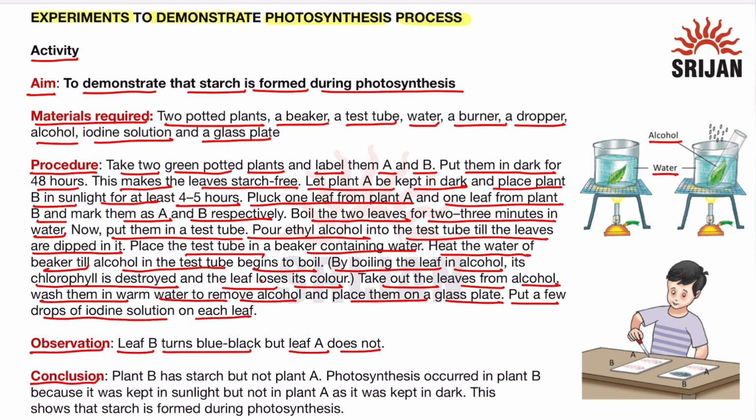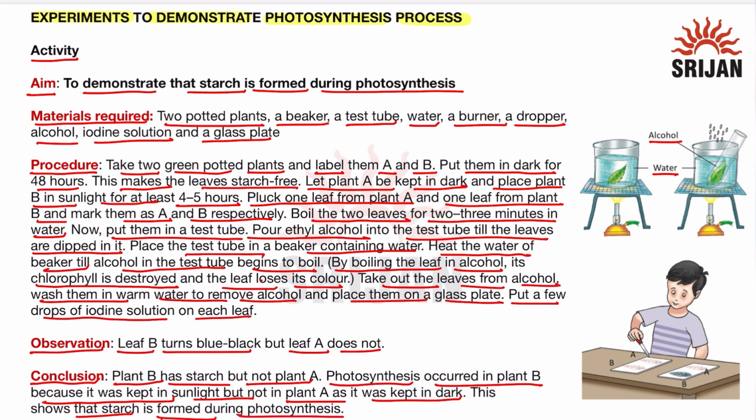So the conclusion of this experiment is that plant B has starch and that is why it has turned blue black, because in presence of iodine when it reacts with starch it turns blue black, but not in plant A. So plant A will not show blue black color on putting iodine. This is because photosynthesis occurred in plant B because it was kept in sunlight, but not in plant A as it was kept in dark. So this shows that starch is formed during photosynthesis.